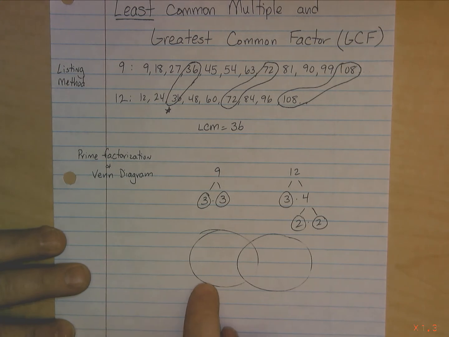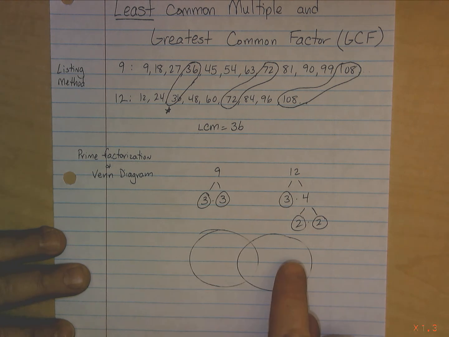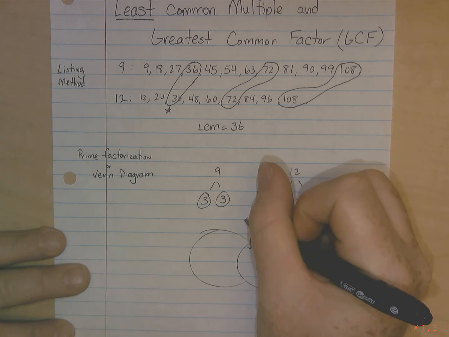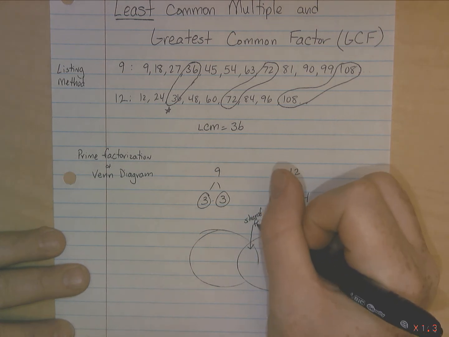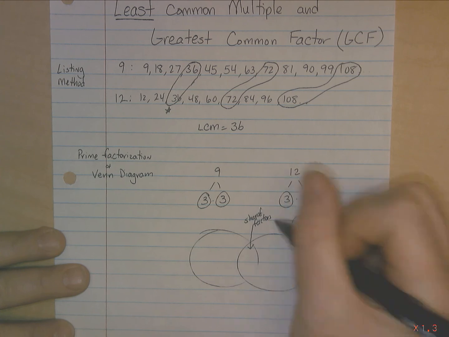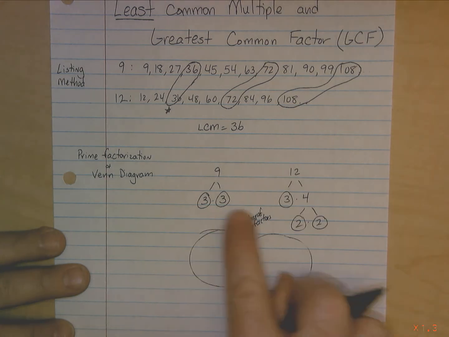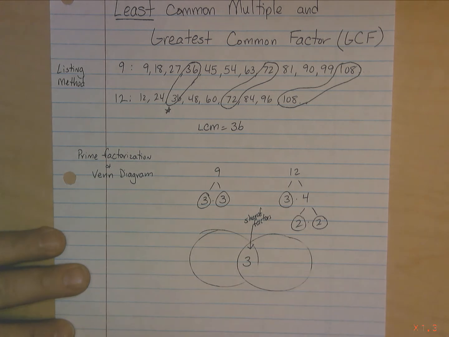This circle represents 9. This circle here represents 12. So what we want to do is find out what factors they have in common. That goes here. These are shared factors. This is what's going to be different between the two. So this has a 3, this has a 3. So the 3 is going to go in the middle because that's what they have in common.